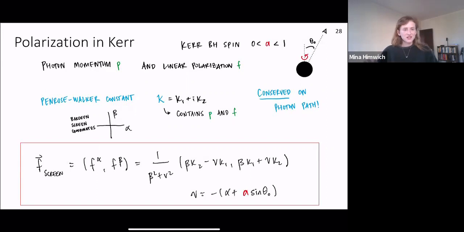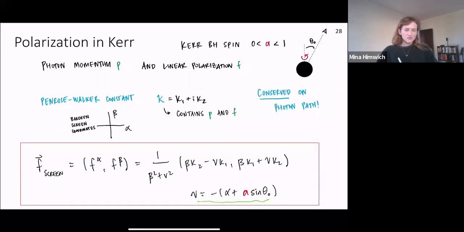This is the longest equation that you'll see in the talk, which involves beta. The polarization has components, F alpha and F beta, and it involves beta, the arrival position, alpha, which is part of this mu equal to negative alpha plus a sine theta, and the Penrose-Walker constant, kappa 2 and kappa 1, as well as the black hole's spin, a, times the sine of the observer angle theta naught. So again, if we know the arrival position, alpha and beta, the Penrose-Walker constant, the spin of the black hole and the observer angle, then we can immediately see the polarization at a point on the screen.